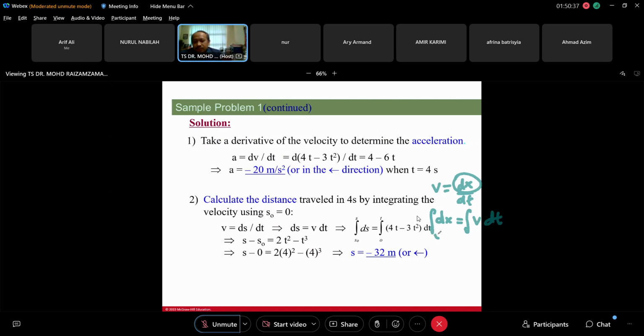Let's say from x naught to x, and from 0 to t. You integrate dx and it gives you x, so x minus x naught, equal to the integral of v. So what is the value of v? 4t minus 3t squared. So it gives you 2t squared minus t to the power of 3, because 3t squared integrated is 3t cubed divided by 3, so it gives t to the power of 3. So now class, when you have this formula, when time is equal to 4 seconds, can I get x? Yes or no?